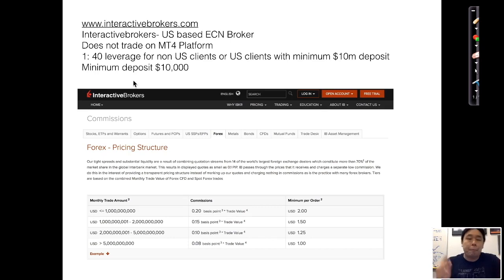Okay. Now, if you're a non-US client, you don't need $10 million US. You just need 10,000 US dollars minimum to start. Okay. So if you don't have 10,000 US dollars to start, then you may consider Halifax as your alternative, only $200 to start. Okay. So these are the various brokers available.